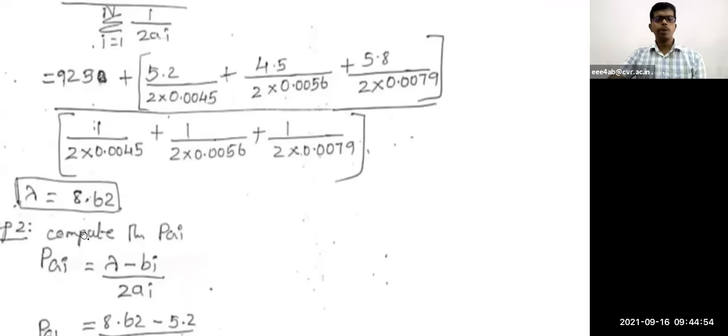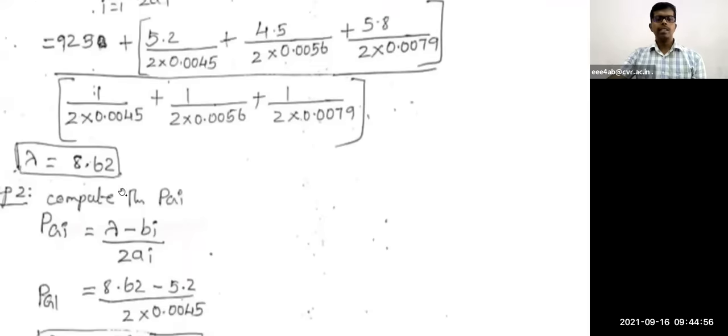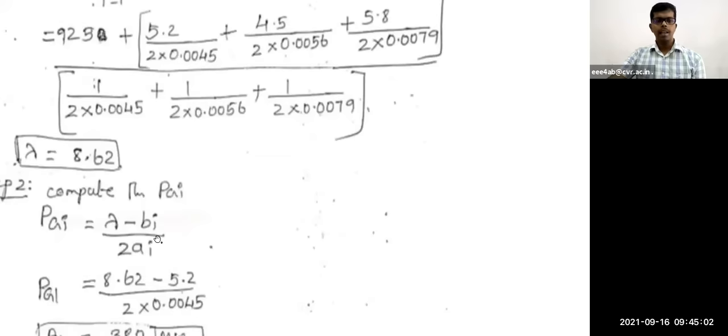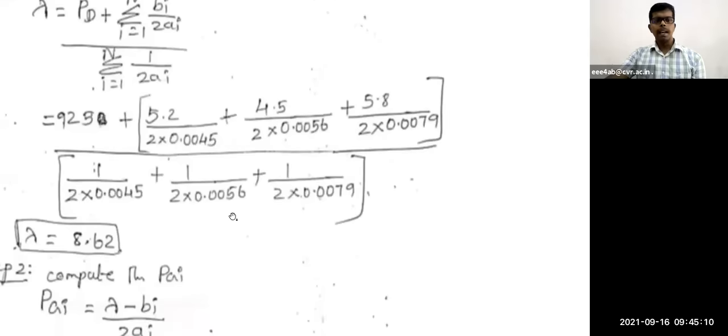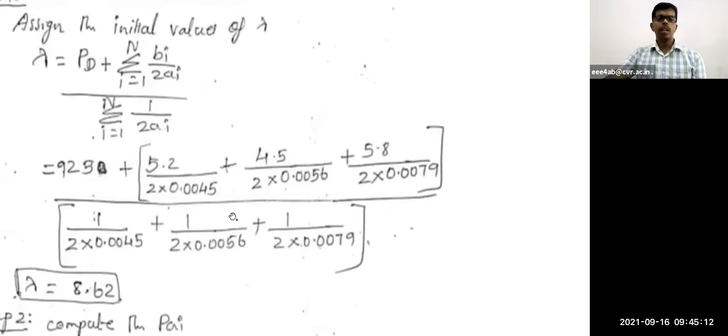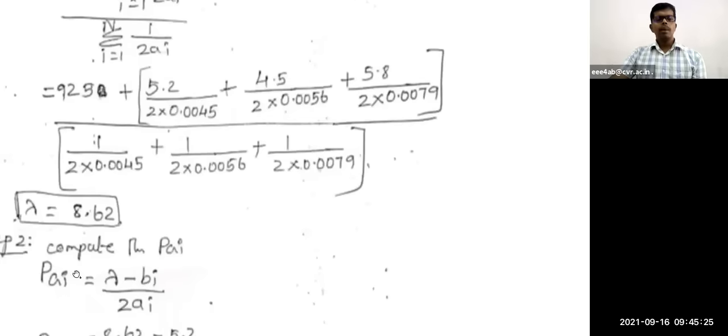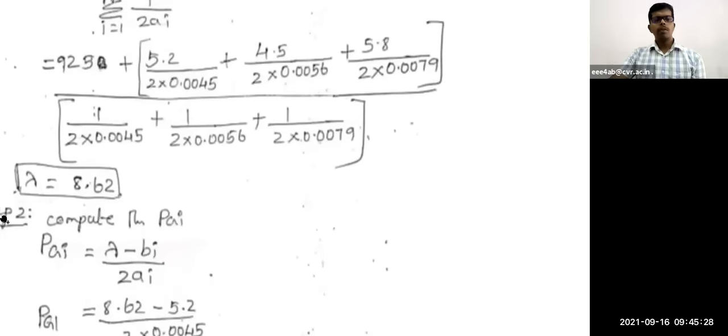Okay, so next, what is step number 2? Step number 2 is compute PGi. So how to compute PGi? PGi is equal to lambda minus Bi divided by 2Ai. As I already said, if you forgot how to frame this lambda, how to frame this PGi, no need to worry about that. Just derive. If you want to know more about this, you can refer to our previous videos. So what is the formula for PGi? Lambda minus Bi divided by 2Ai.